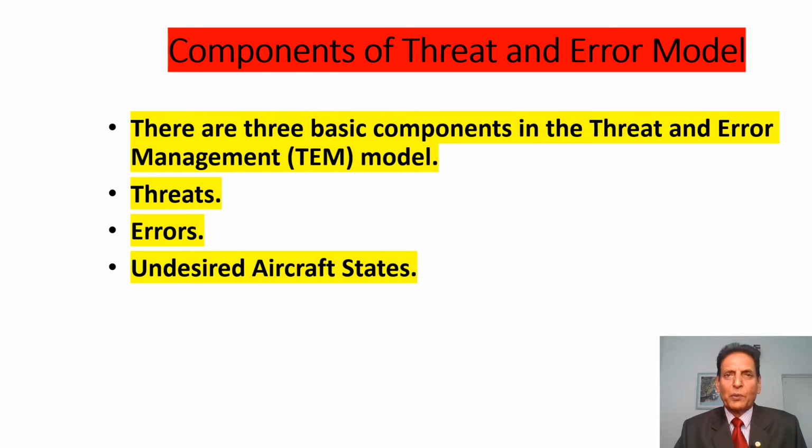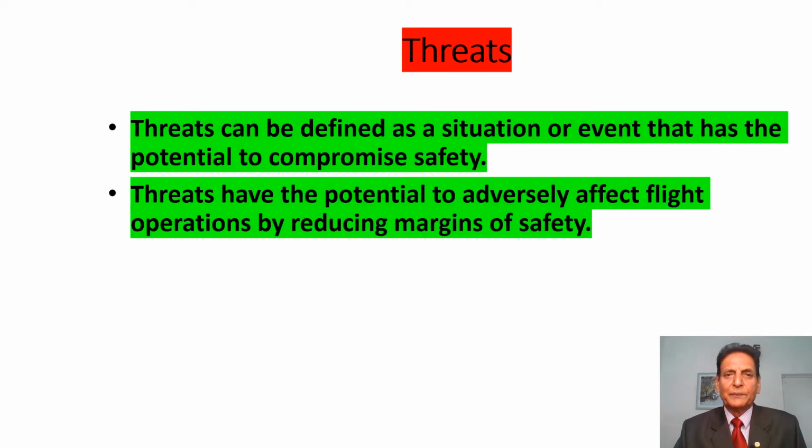Now we shall discuss components of the threat and error model. There are three basic components in the threat and error management model. First one is threats, errors, and undesired aircraft states. First, we shall discuss threats. Threats can be defined as a situation or event that has the potential to compromise safety. Threats have the potential to adversely affect flight operations by reducing margins of safety.